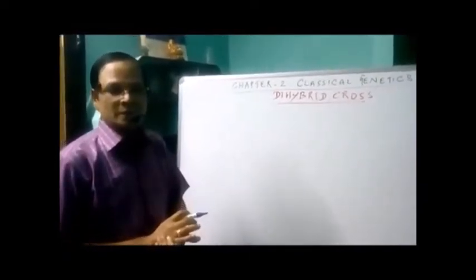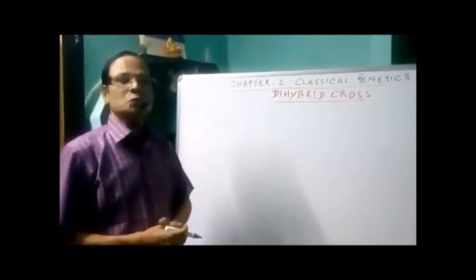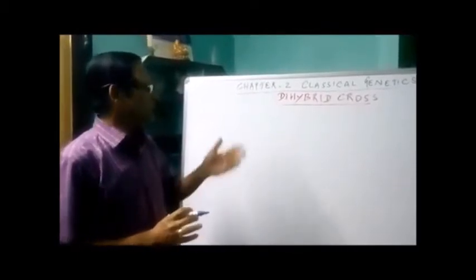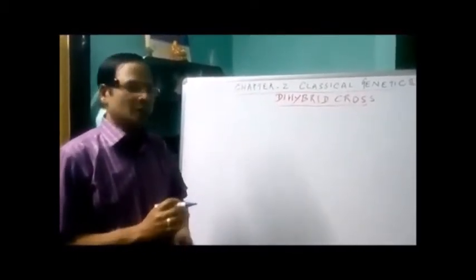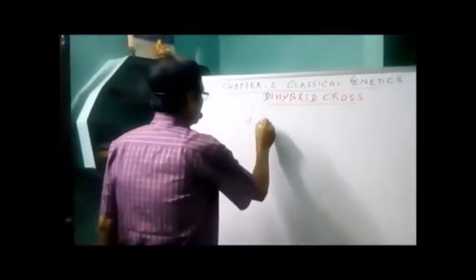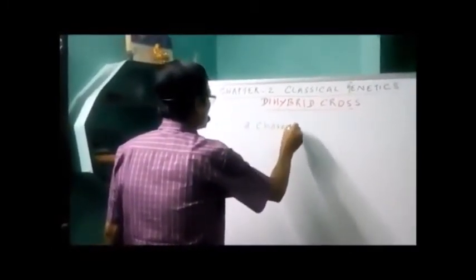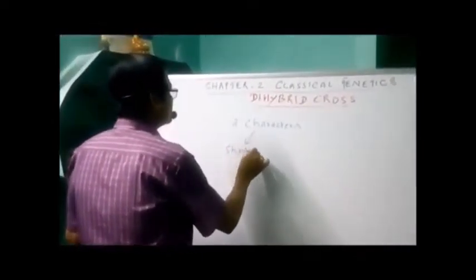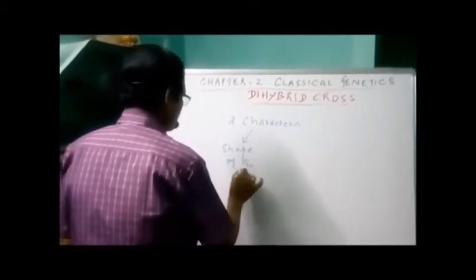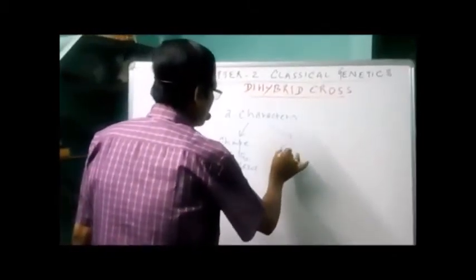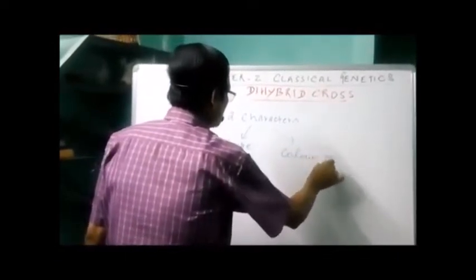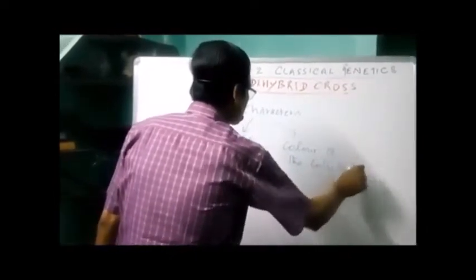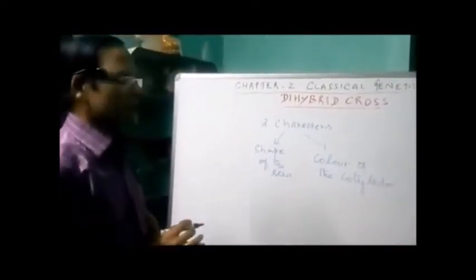The dihybrid inheritance is the inheritance of two separate genes, and each gene has two alleles. I am taking this as per the dihybrid cross Mendel did. He took two traits, two characters. So what are the two characters? One is the shape of the seed. Another one is the color of the cotyledons. So these are the two characters taken.